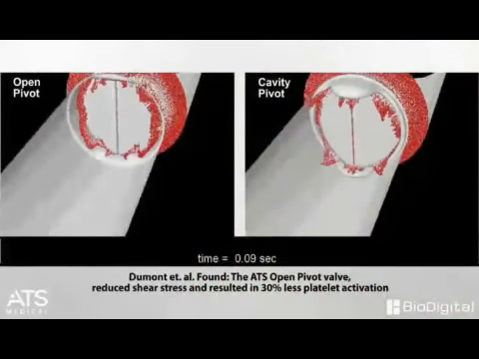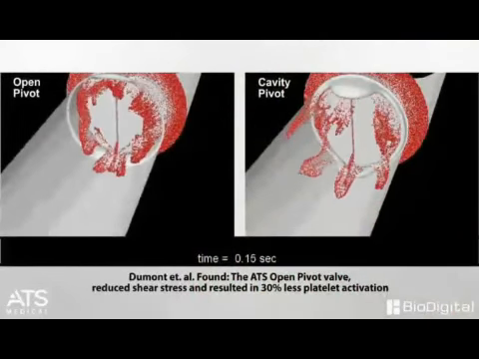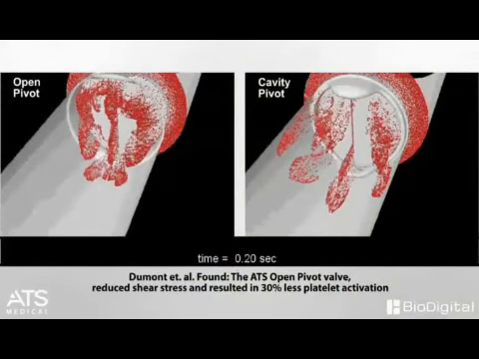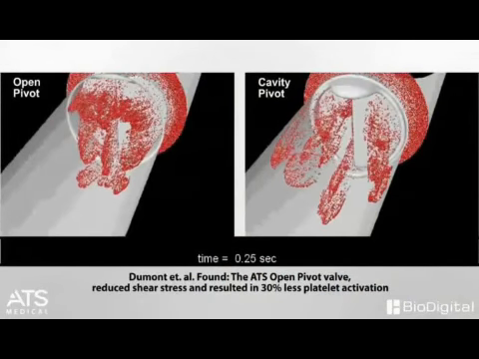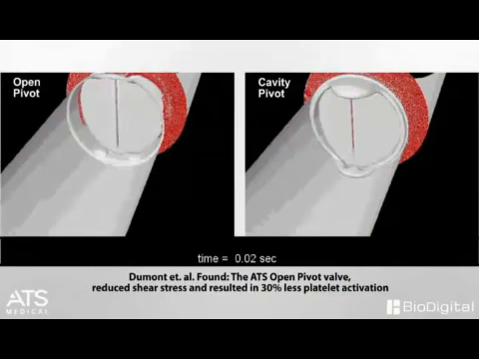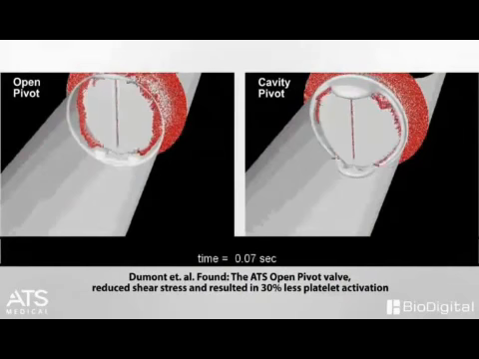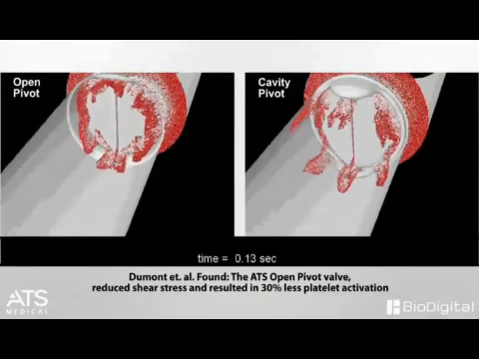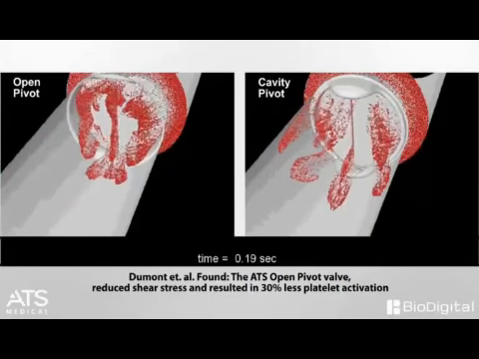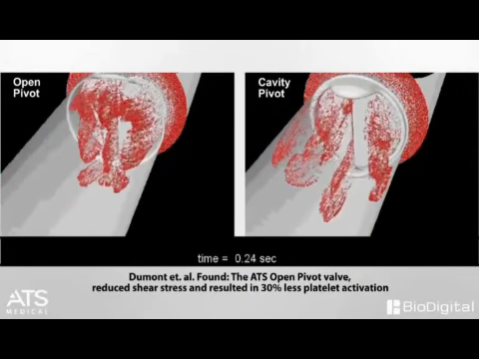A key study by Dumont et al. examined regurgitant flow. This is a comparative video from their computational fluid dynamics CFD particle flow simulation. Note the broader, lower velocity flow through the open pivot when compared to the narrower, longer, higher velocity jet through the cavity pivot.